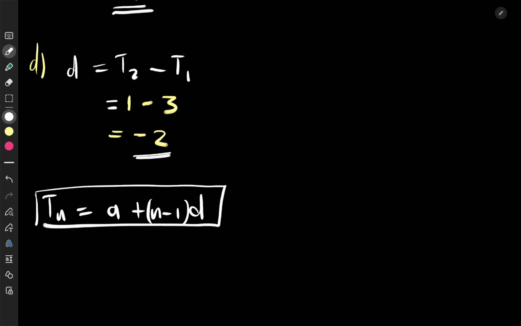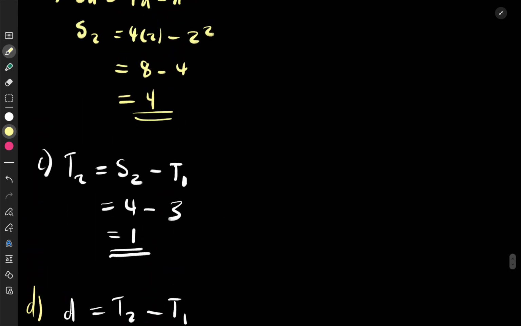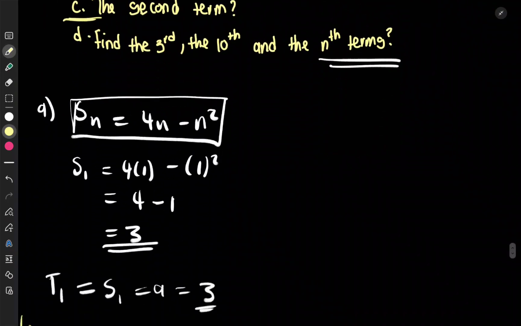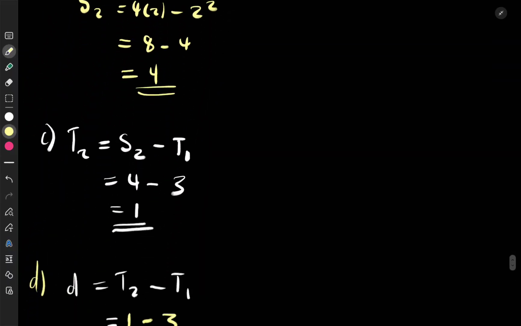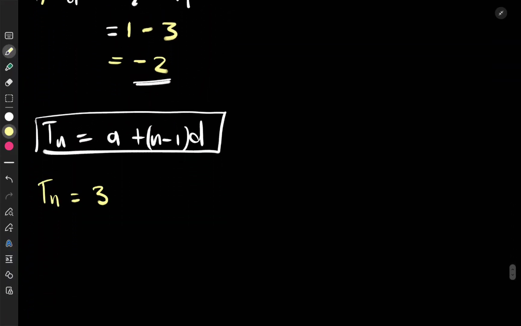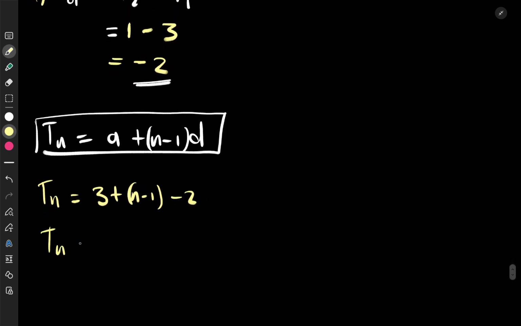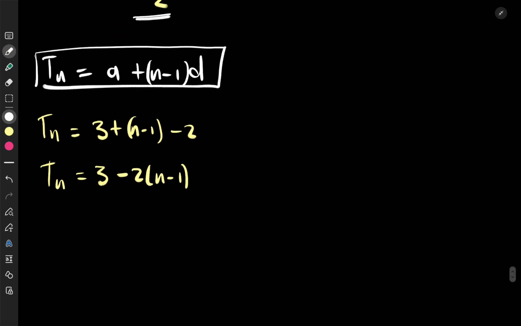So I would say that Tn is going to be equal to, what is my a? My a is going to be 3. So it's going to be 3 plus n minus 1 multiplying my d, which is negative 2. Then this minus 2 can come and affect everything here. So it'll be 3 minus 2 multiplying n minus 1. This is going to be my Tn.